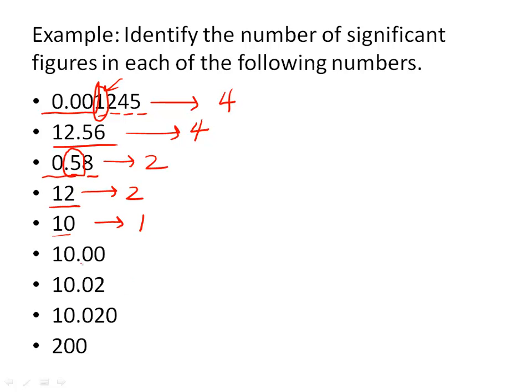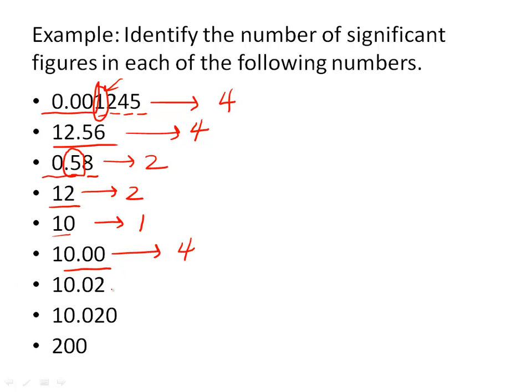Remember, if there is no decimal present, a trailing 0 is not significant. Here we have 10.00. All of these zeros are significant. Why? Because these are all trailing zeros and a decimal is present. Because a decimal is present, all of these zeros are significant. So there are 4 sig figs in this number.